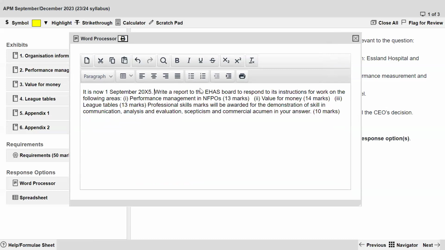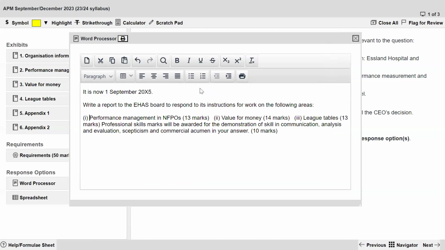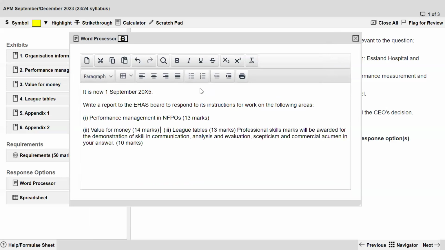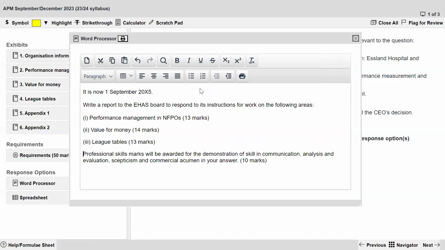So it says it is now 1st of September. Write a report to the EHAS Board of Directors to respond on the following areas: performance management in not-for-profit organization, value for money, league tables. Then it says professional marks would be awarded for so and so. Now we are just going to start discussing this.